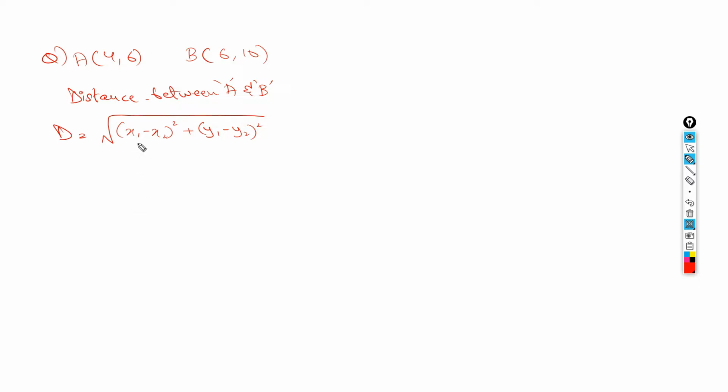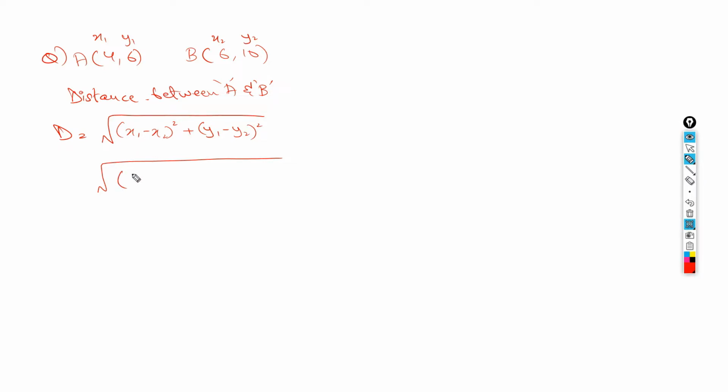Notice a lot of times what might happen is your x1 might be smaller than your x2. So this is your x1, this is your y1, this is your x2, this is your y2 respectively. So over here your x1 is smaller than your x2, which is fine, which is not such a big trouble. Why? Because when it gets squared, you already get a positive number. So let's try this out.